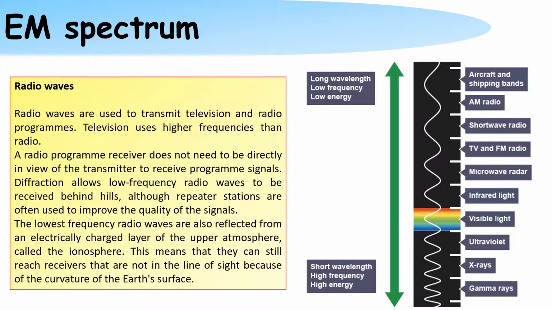of signals. The lowest frequency radio waves are also reflected from the electrically charged layer of the upper atmosphere called the ionosphere. This means that they can still reach receivers that are not in line of sight because of the curvature of the Earth.